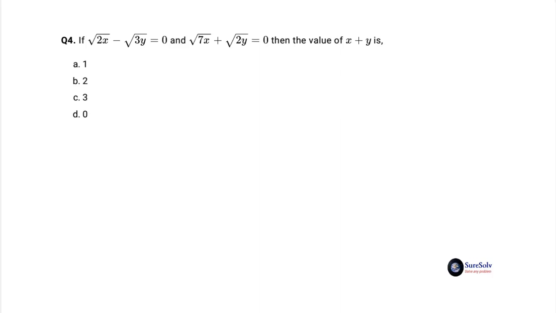Choose square root y to eliminate. Multiply the first equation by square root 2 by 3 and add the two equations. The result is square root x multiplied by square root 4 by 3 plus square root 7 equal to 0. So x must be 0. Substitute this value in any of the two equations and you will get y also as 0. Finally, x plus y equal to 0. Answer is option D, 0.